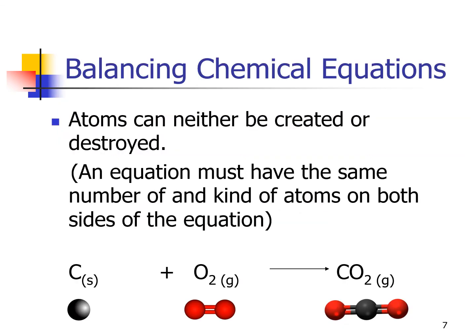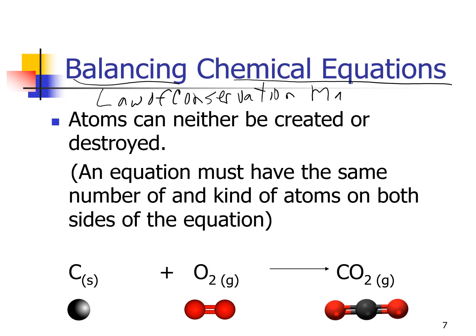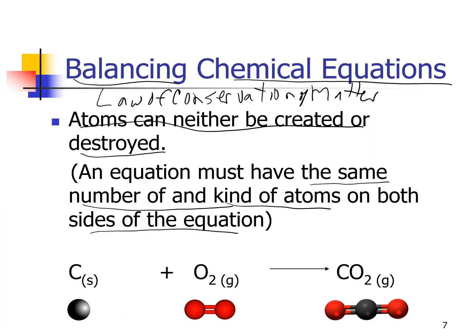We are going to learn how to balance chemical equations. Let's start with a review of the law of conservation of matter. The law of conservation of matter states that atoms can neither be created nor destroyed. Those atoms can only be rearranged to create new compounds. An equation must have the same number and kind of atoms on both sides of the equation.